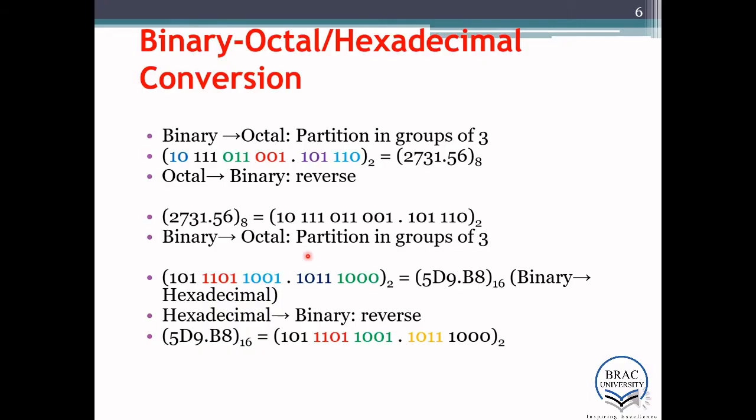And for binary to octal, make groups of 3 bits, right? And do the reverse calculation of what you have done here.